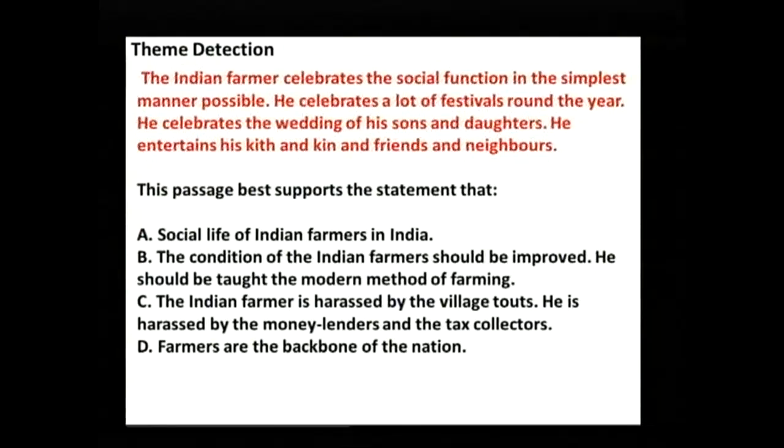Alright, so that's about the pattern for Infosys. If you have any questions, you may ask once I open up the lines. I'm going to open up the lines again today, so please do call and ask your question. For now, we will start with our theme detection so that we can look at certain aspects of questions, certain examples.